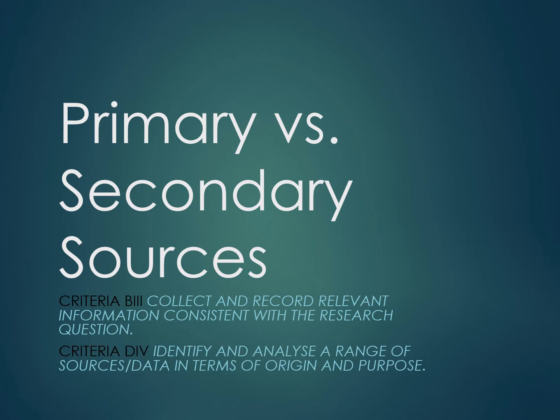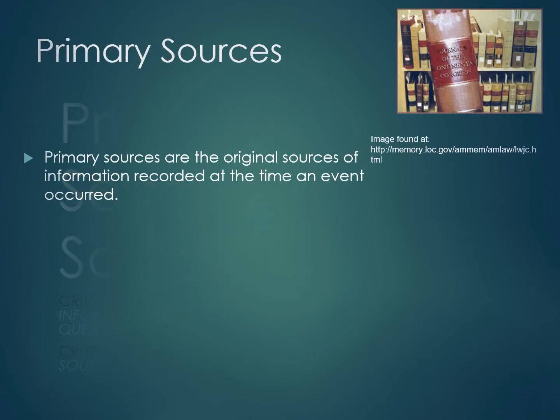For Criteria D, Strand 4, you need to identify and analyze a range of sources and data in terms of origin and purpose. And so we'll look later at how to analyze your sources, but we need a range of sources, which means using primary and secondary sources.